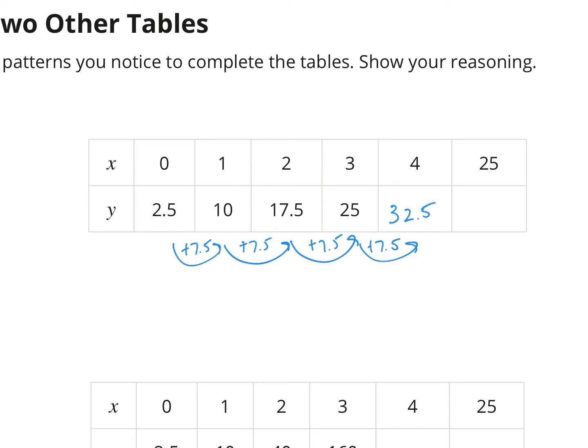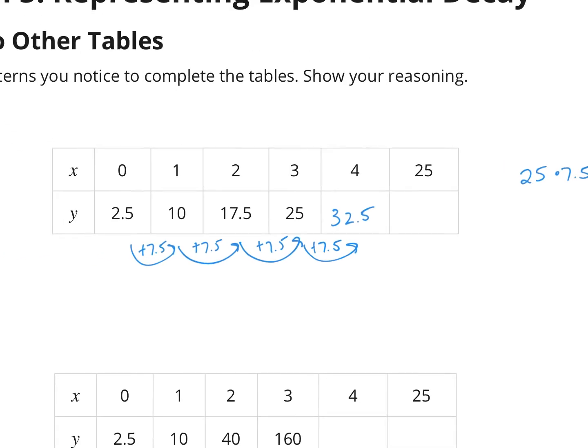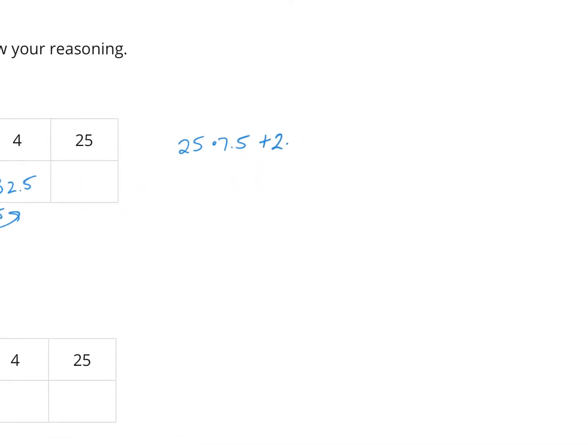To figure out 25, though, we're going to have to do a little extra math. So since we know that it's increasing by 7.5, we know that that's going to technically be the slope. So we are going to do 25 times 7.5, but then we have to add that initial 2.5, so plus 2.5. And when we do that, we get 190.